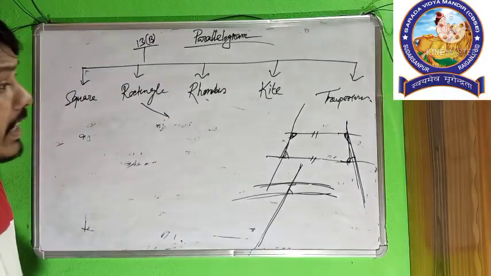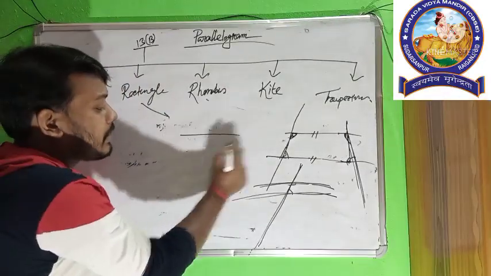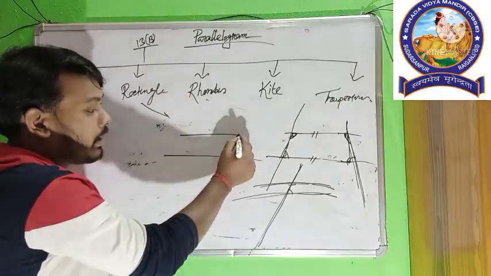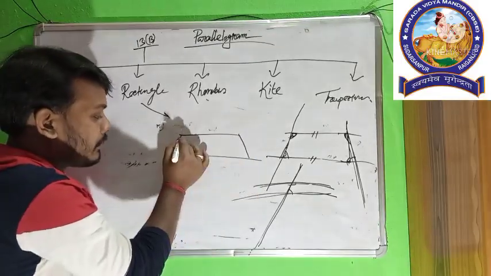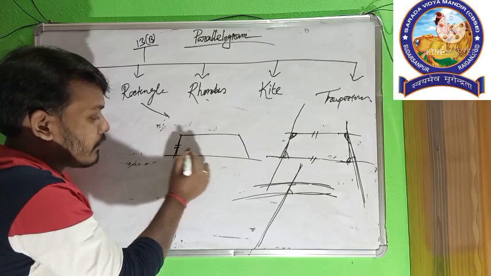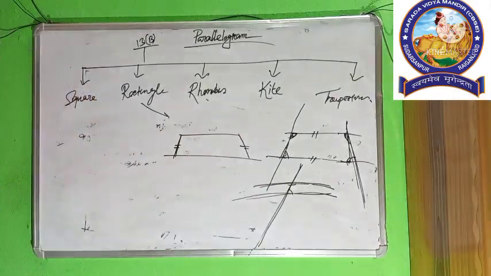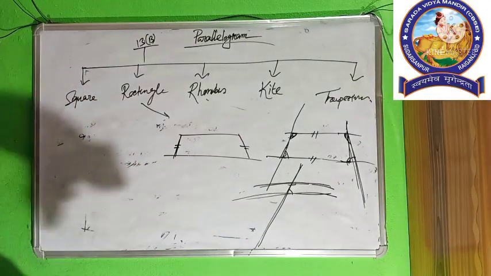And an isosceles trapezium: that means if the non-parallel sides are equal, that means the value of this one and the value of this one are equal, then the trapezium is called an isosceles trapezium. Okay.